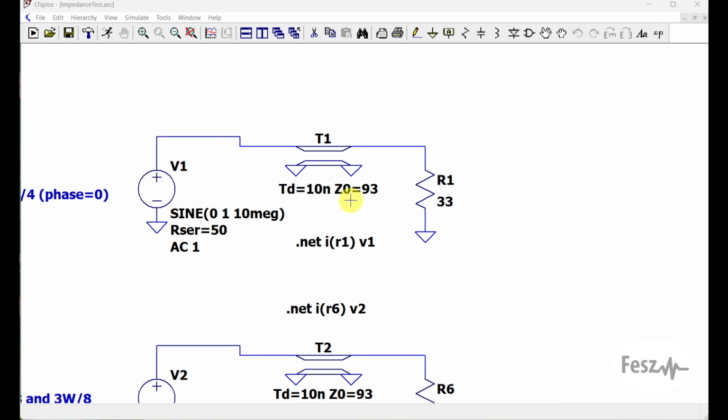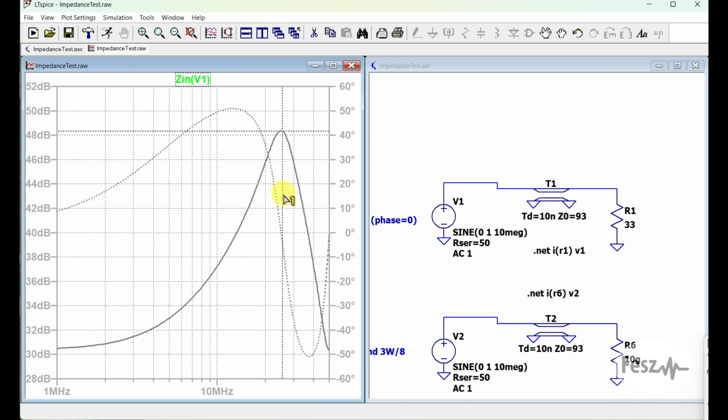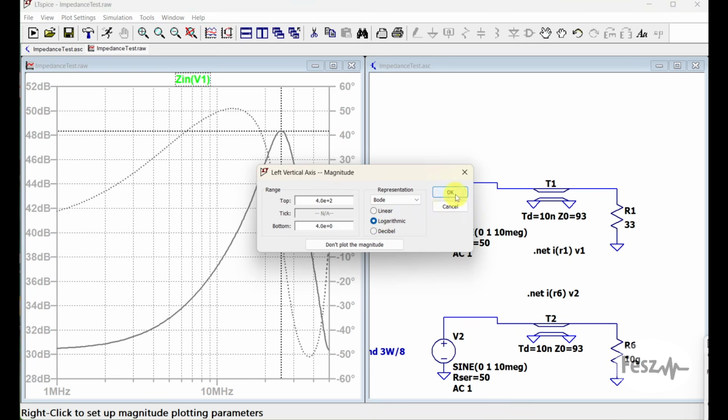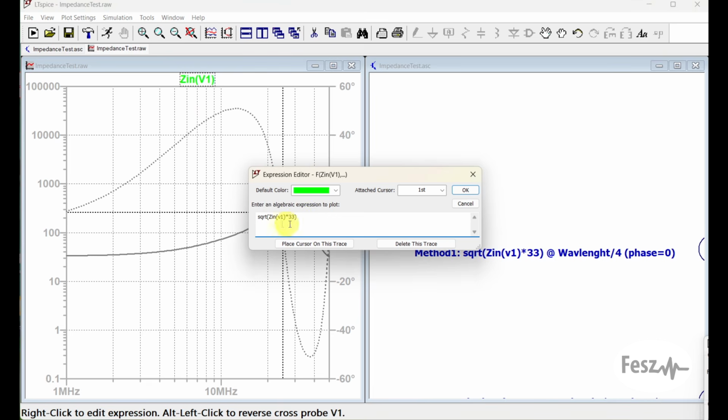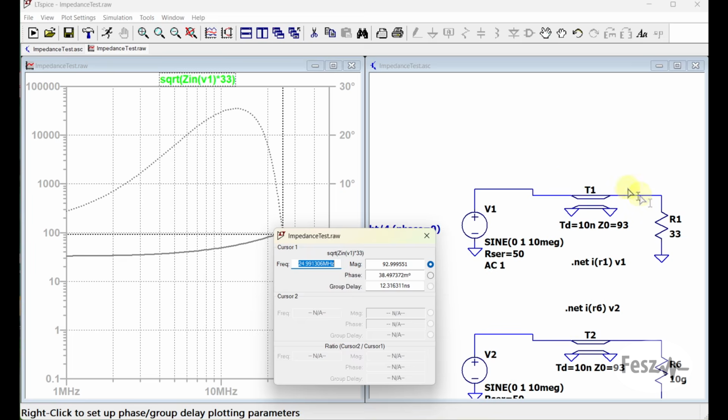So when using an ideal line of 93 ohms, and then plotting the impedance at the quarter wavelength frequency, so when the phase goes through 0, if we just plot the value, and we apply the square root formula with the resistance value present at the end of the line, the value that is revealed is exactly the transmission line's impedance, so 93 ohms. So at least with the ideal transmission line, this method works perfectly.